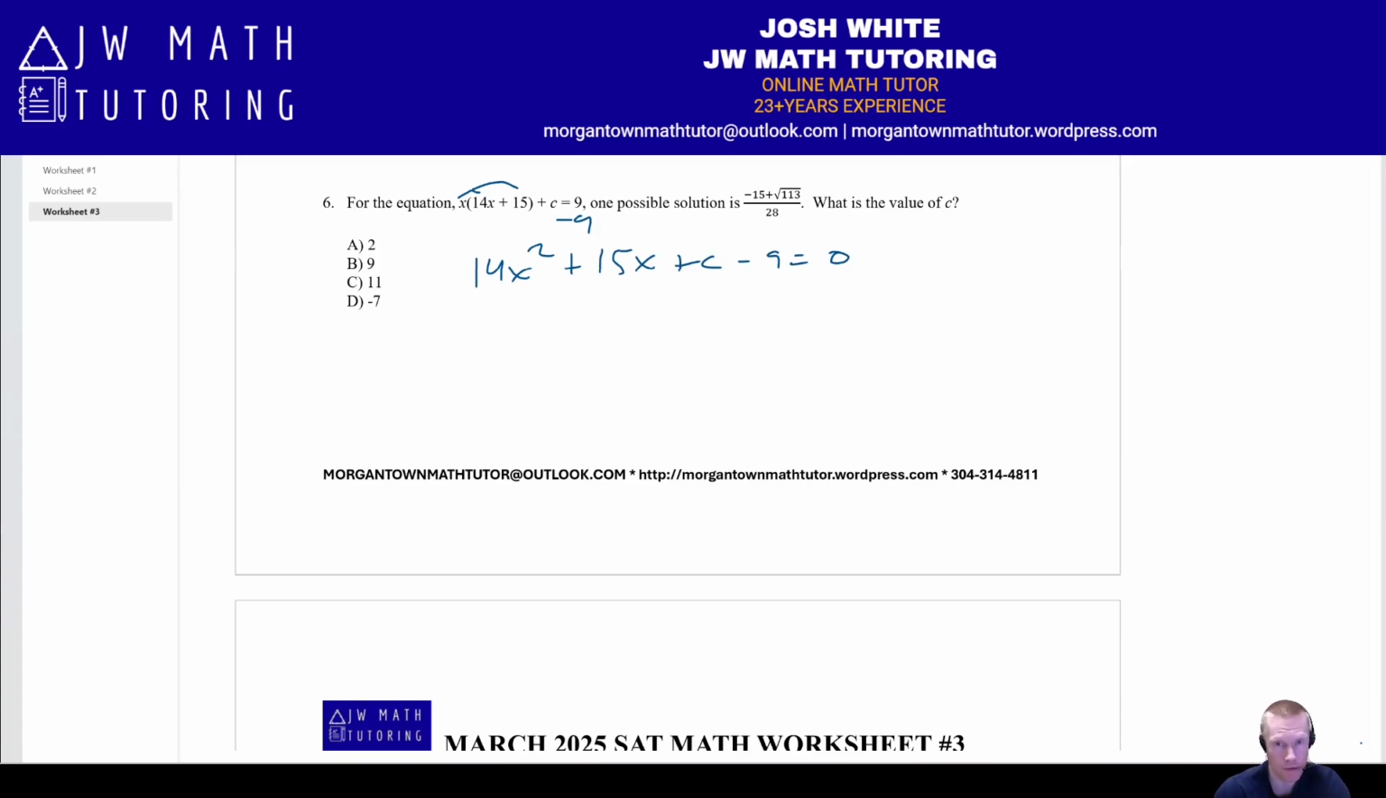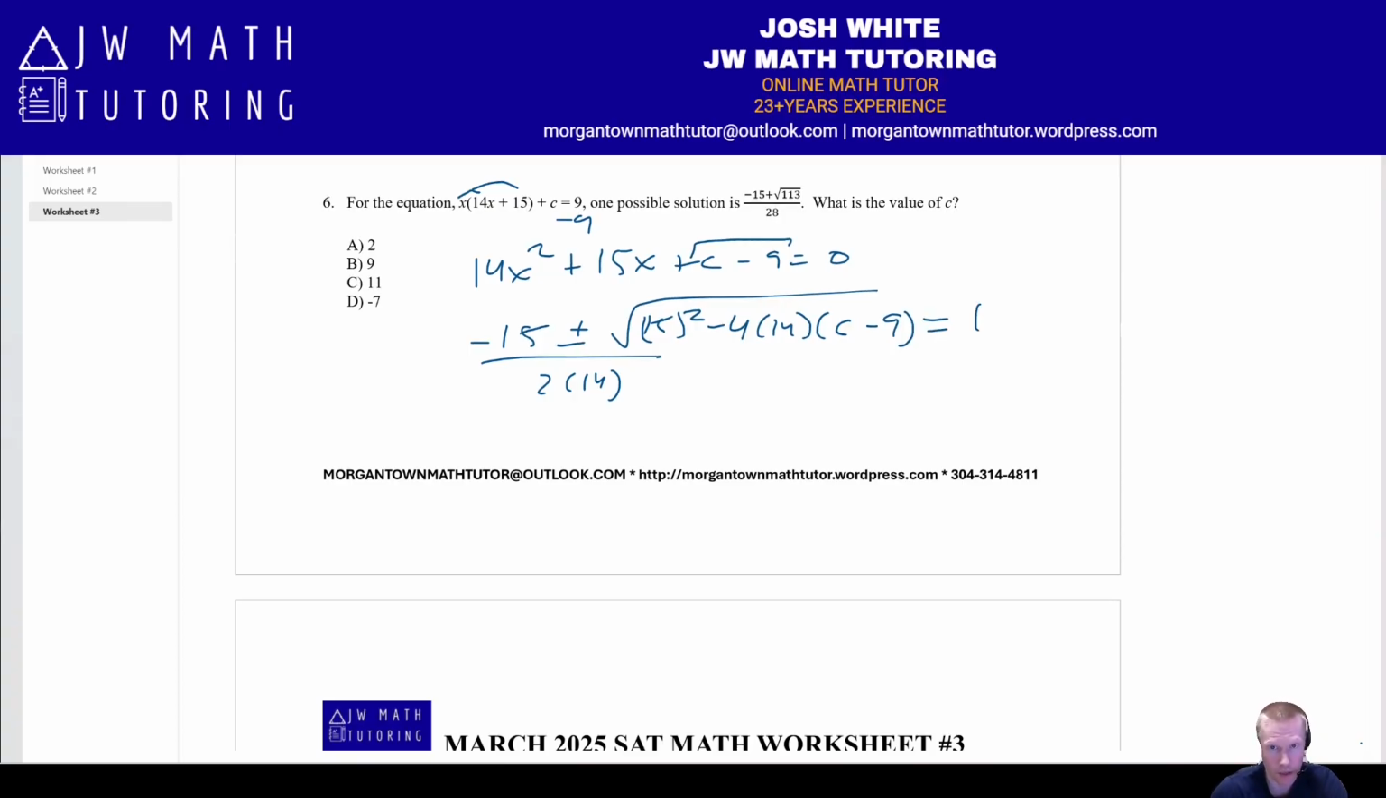Right? Then you would basically set up the quadratic formula, because that's basically the form that this solution is given in. So you've got negative 15 plus or minus 2 times 14. Notice that matches the 28. Okay, plus or minus, here's the important part. B squared, which is 15 squared minus 4 times 14 times c. And here c is technically this entire expression of c minus 9. So essentially what you're doing is you're setting this whole thing equal to 113 and then solving it.